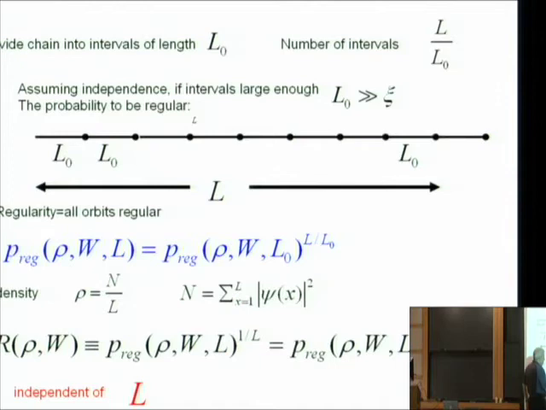And what it means, that this probability is the product of the probabilities. Because there are L over L0 boxes, so then the boxes are in some way non-interacting. Now the notation is, the probability is a function of the density, of the strength of the disorder, of the length. There is nothing more.